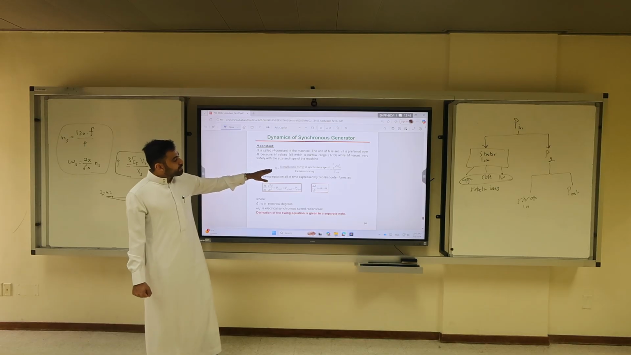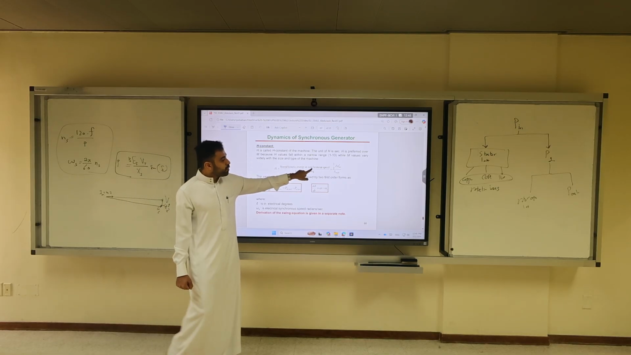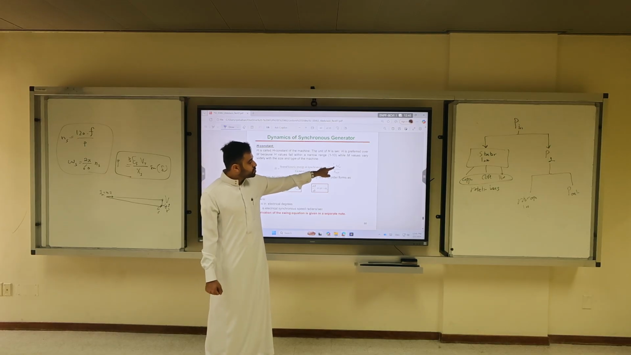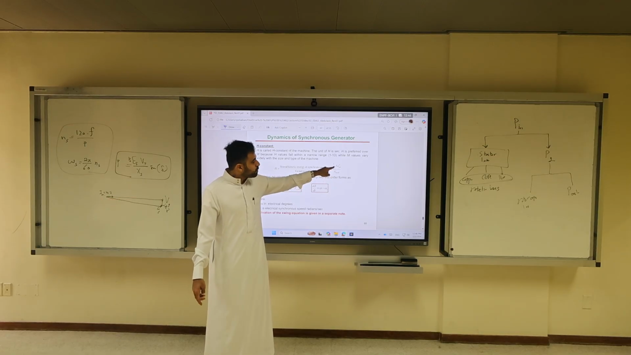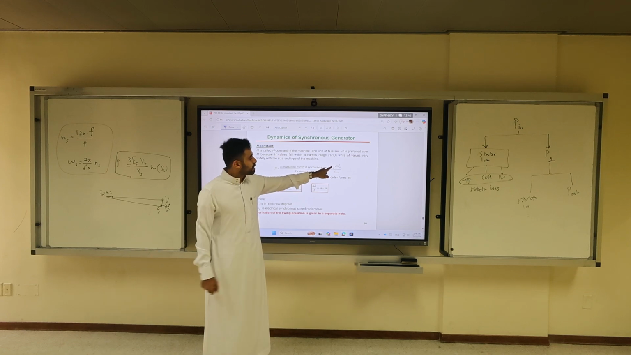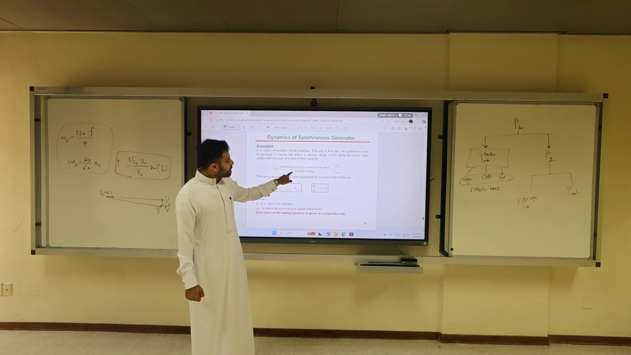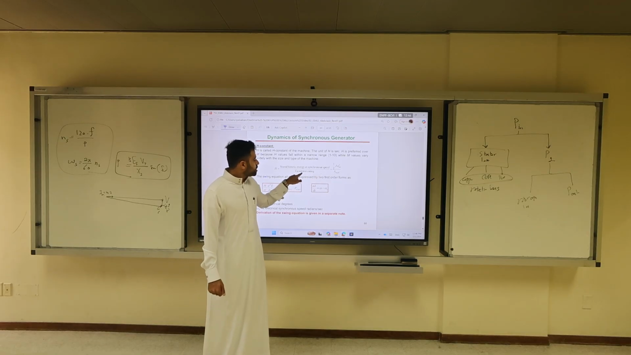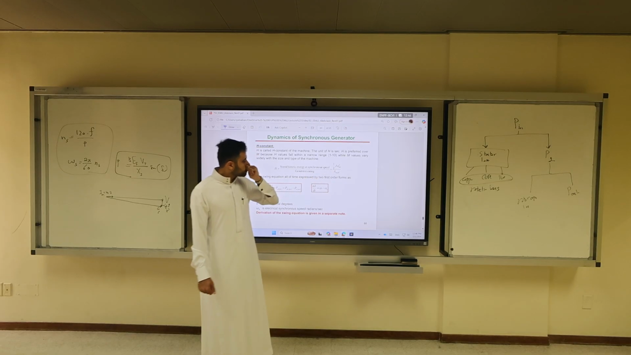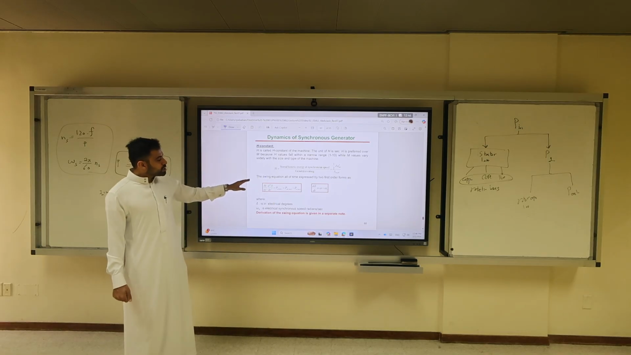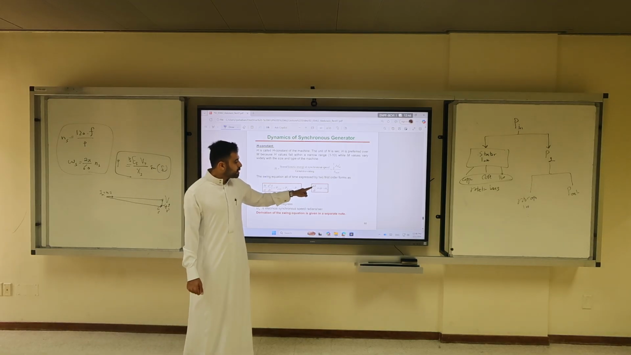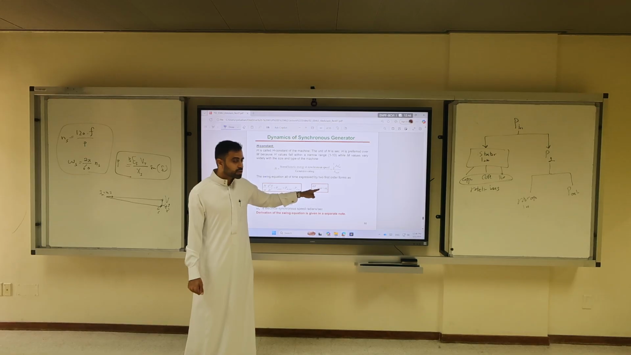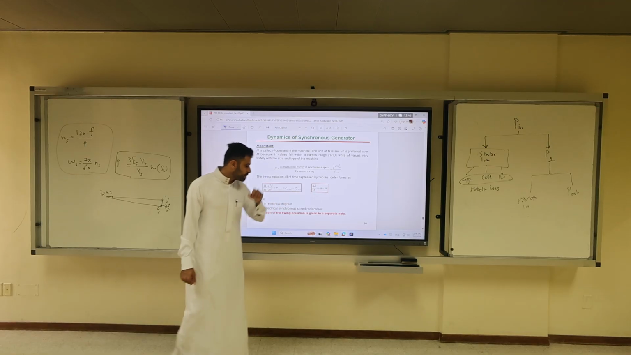So H is defined as the stored kinetic energy at synchronous speed, which is half J omega s squared. This is from physics 102, the first part, before you go into the electric. It is divided by the synchronous generator rating, so its unit is seconds. The swing equation now becomes the difference in power, where d delta over dt is the difference between the angular speed and the synchronous speed.